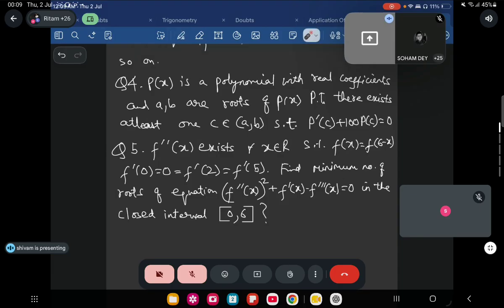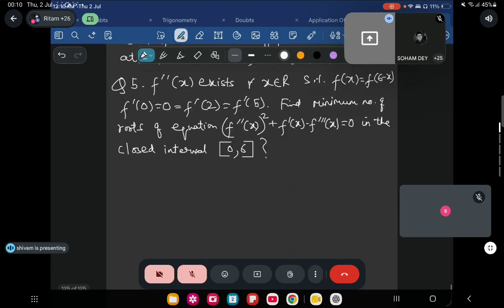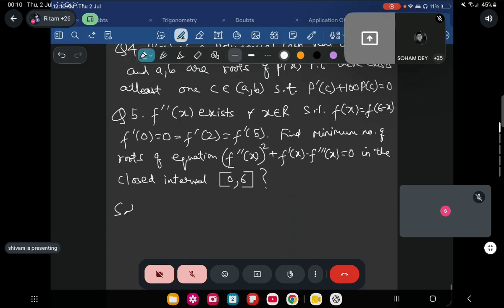So again, by looking at this, remember, you have to come to this function. This should be your last step: P dash c plus 100 P(c) is equal to 0. You need to think of a function such that after differentiating, you will come to this point. In question number 5, is it f dash x minus f triple dash x, or multiplied? Multiply.